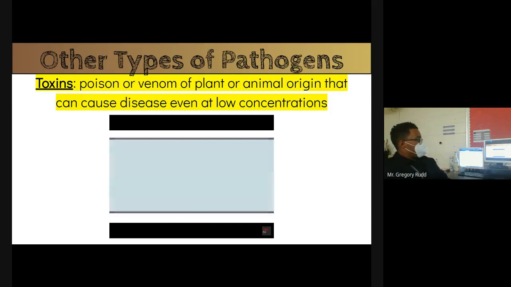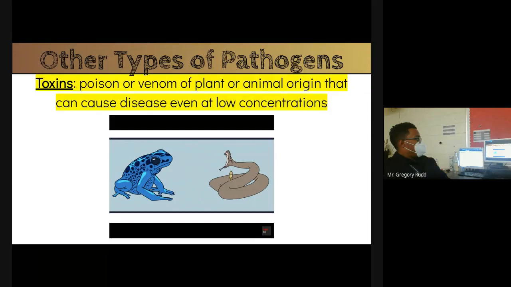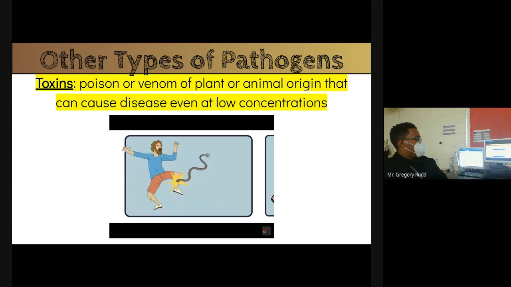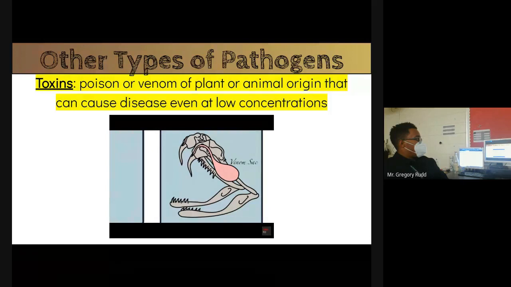Would you rather be bitten by a venomous snake or touch a poisonous frog? Wait, what's the difference between poison and venom anyway? Let's say you have the misfortune to be bitten by a venomous rattlesnake. When it bites you, the snake will eject venom from little sacs behind its eyes, through its hollow fangs, and into your flesh. That venom will then travel through your bloodstream all over your body.